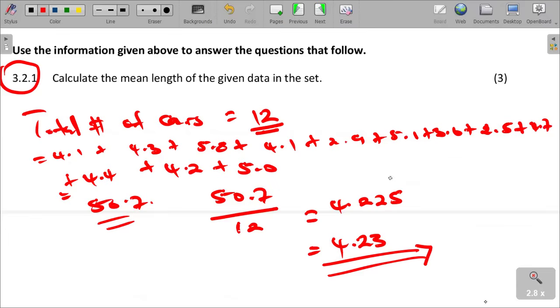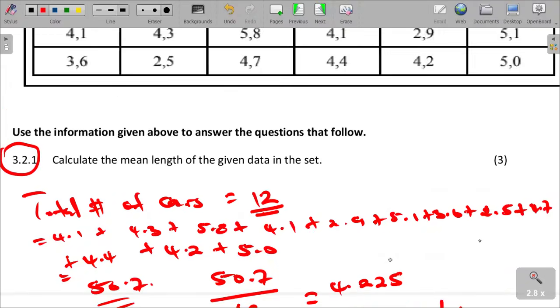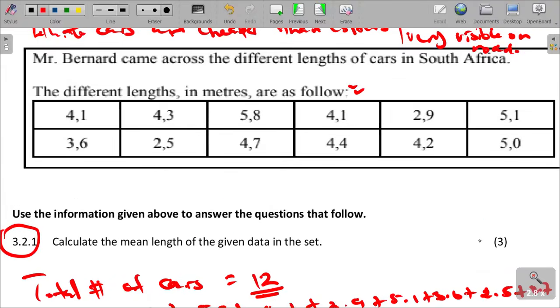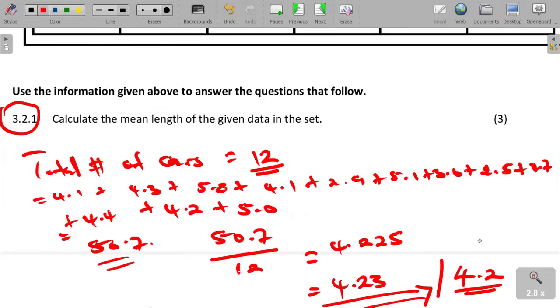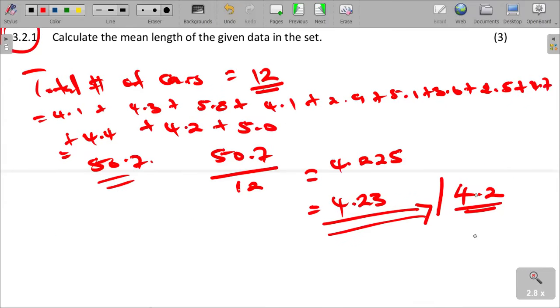According to our data here, it's given in one decimal place, which is 4.2. Is it centimeters? No, 4.2 meters. 4.2 meters is what is given here.